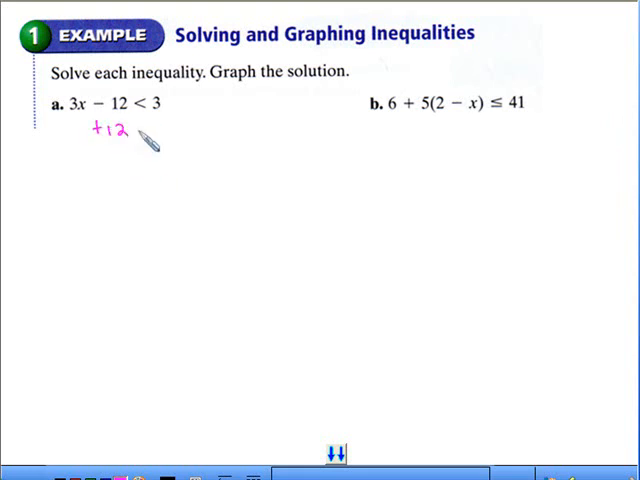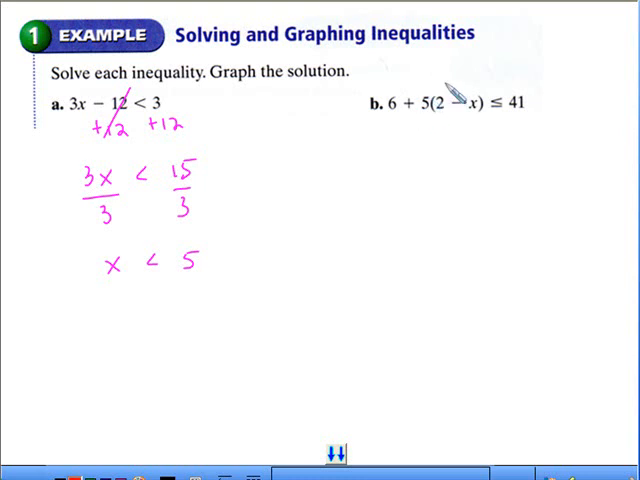Add 12 on both sides. 3x is less than 15. Divide both sides by 3. So x is less than 5.